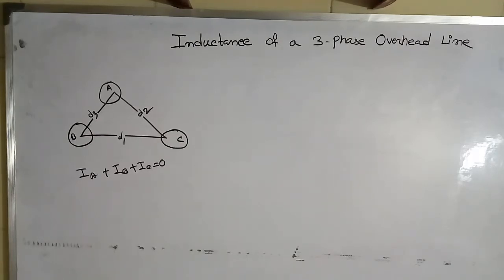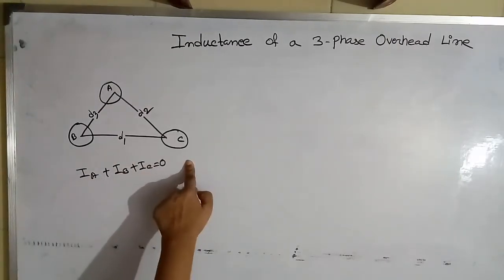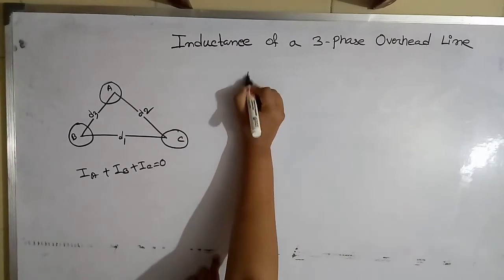Now consider the flux linkage with conductor A. There will be flux linkage with conductor A due to its own current and also the mutual inductance effect of IB and IC. So let's start the derivation.